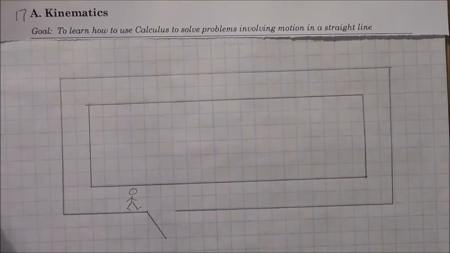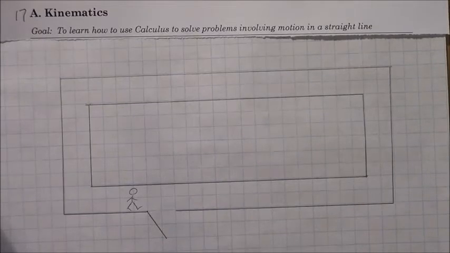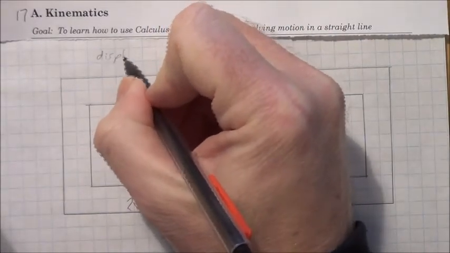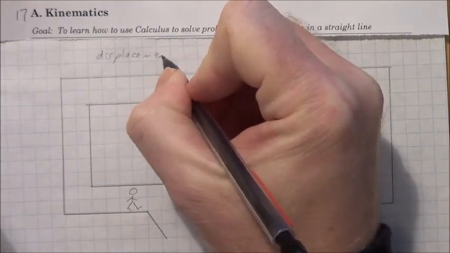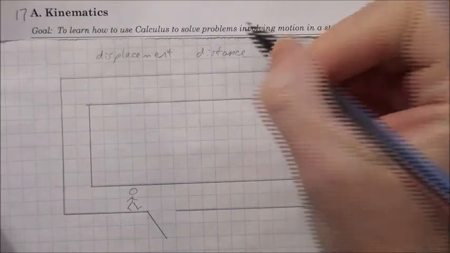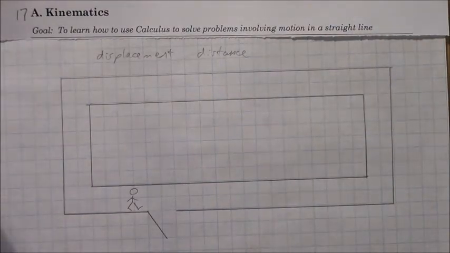So the first thing we need to get out of the way is a little bit of terminology. There are differences between words like displacement and distance. Displacement is a vector quantity. Displacement is the movement of an object from one place to another. And distance is the total distance traveled.